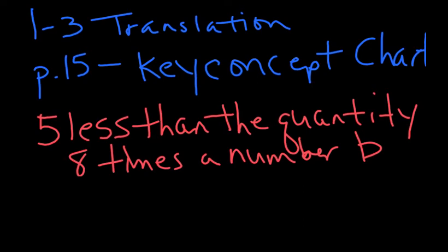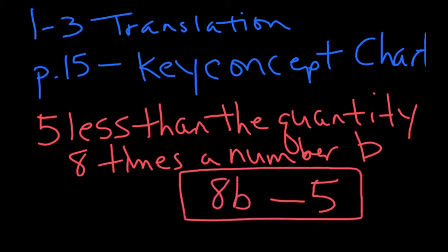That's going to be 5 less, which is minus 5. Not 5 minus, then the quantity 8 times a number b, that's 8b. This is the correct answer. You do not need to have a dot between your 8 and b, or parentheses. This is Algebra 1. It's time to write 8 times b as 8b.